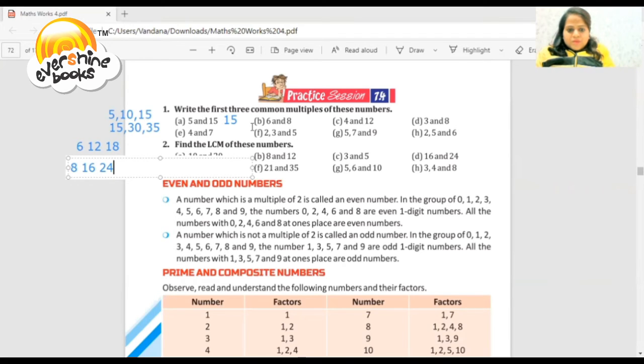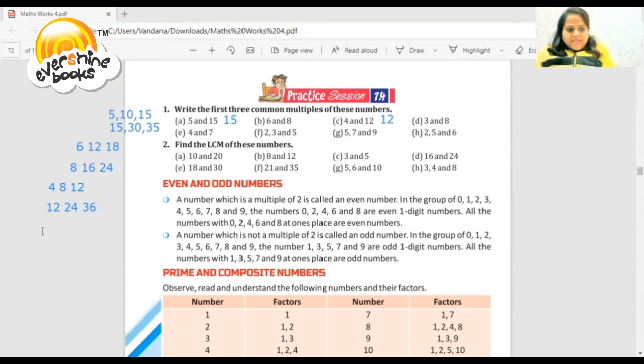So in this question, 4 and 12. Write the multiples of 4: 4, 8 and 12. Now write the multiples of 12: 12, 24 and 36. So the common multiple is 12 here. In this number, 12 is the common multiple.